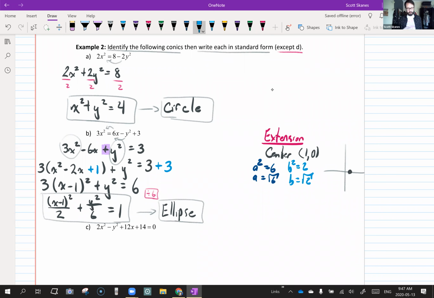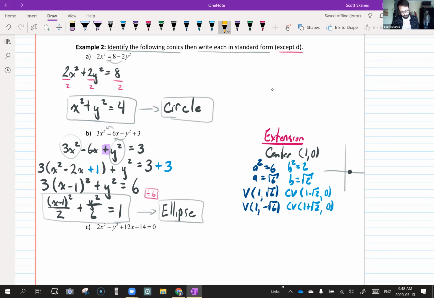And you would start making your connections here. So for example, your vertices would be, if up and down is your major axis in the y direction, it would be 1 and root 6. Your other vertex would be 1 and negative root 6. For your co-vertices, you would go left and right from 1. So it would be 1 minus root 2 and 0. And you would have 1 plus root 2 and 0. These are all the things you've done before. That's why I'm not going through it in great detail.